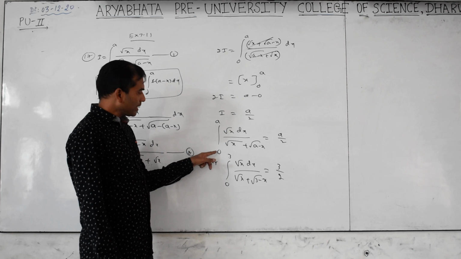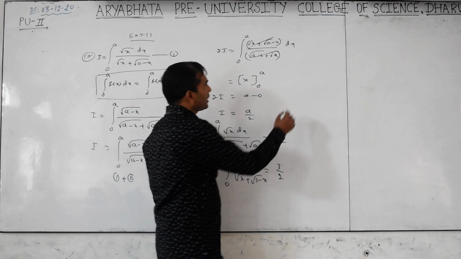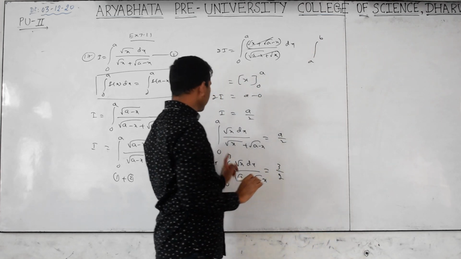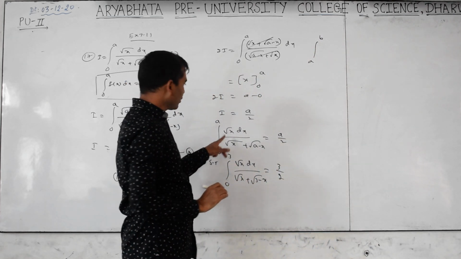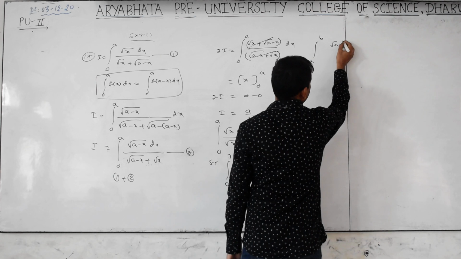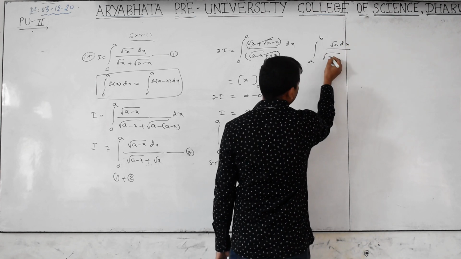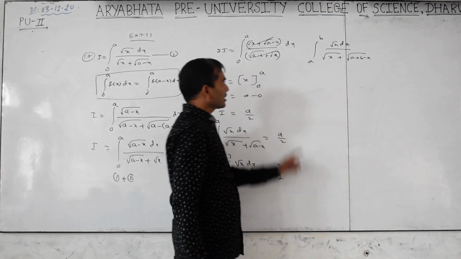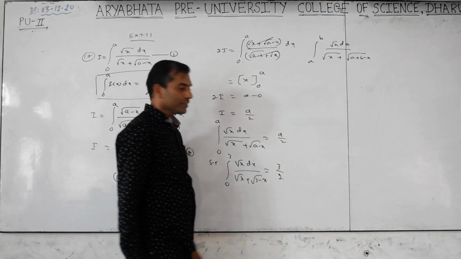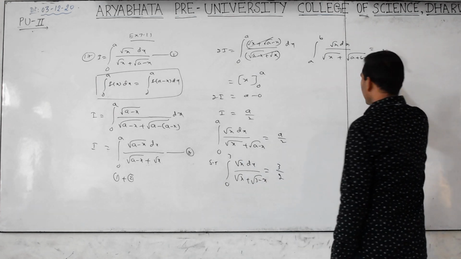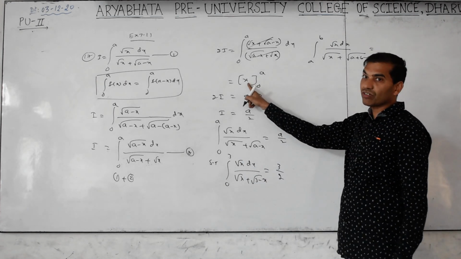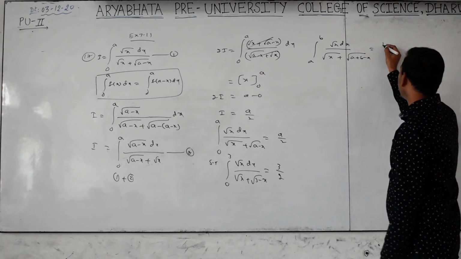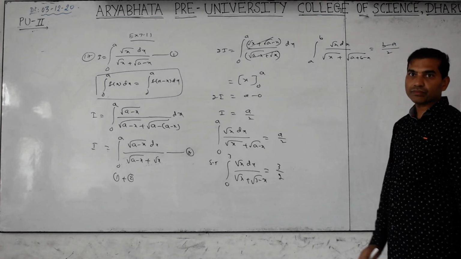If there are two limits, a to b, here only one of the limits is 0. Integration of a to b root x dx by root of x plus root of a plus b minus x, where a plus b is the sum of the limits, minus x. Integration of 1 is x, so you will get b minus a, so the answer is b minus a by 2.